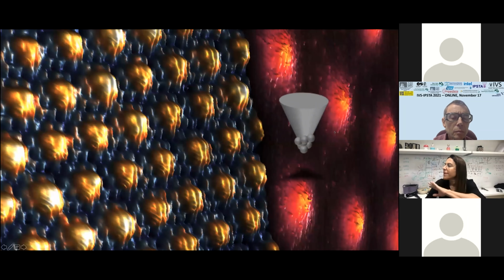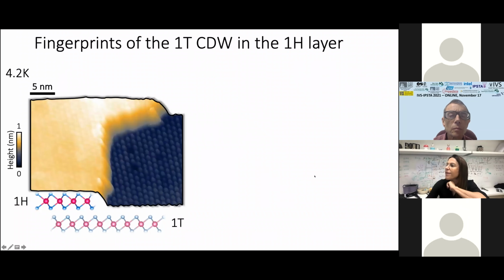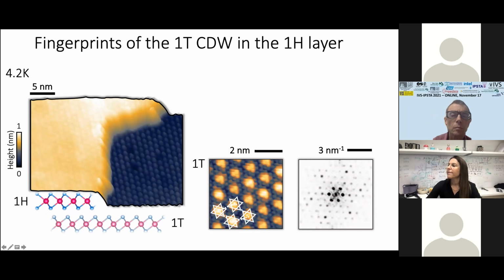So this is the 1H. These are vortices that are on the 1H. So let's see what the properties are. Here we see again the topography. The 1H is above the 1T. So what we see here are the CDW, not the crystal structure.